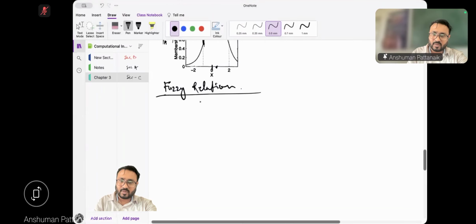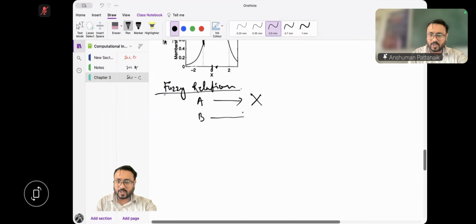Okay, if I have one set A which belongs to the universe of discourse X, and we have another set B which belongs to the universe of discourse Y. Okay, that means the membership function will lie within 0 to 1 only. Here also 0 to 1 only.